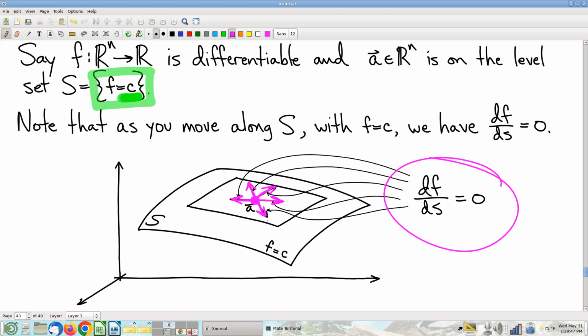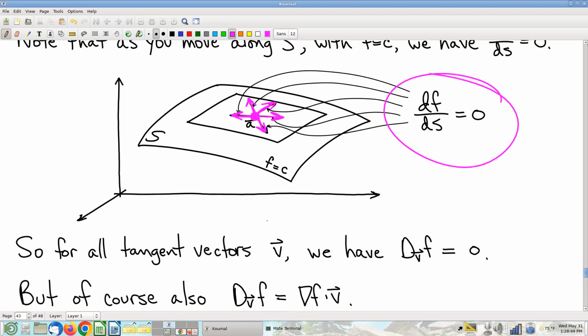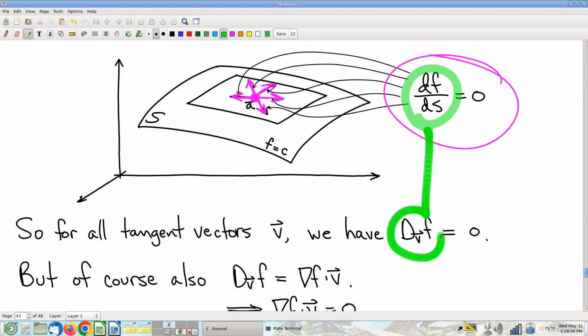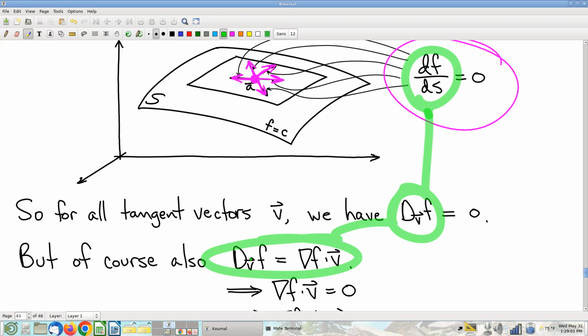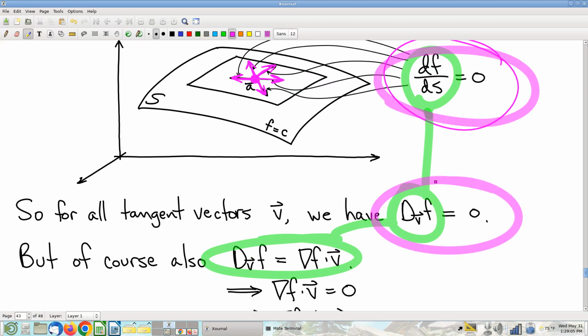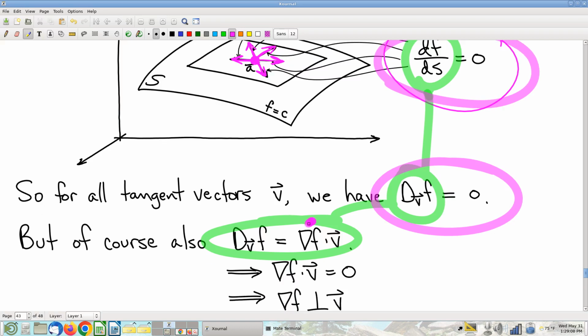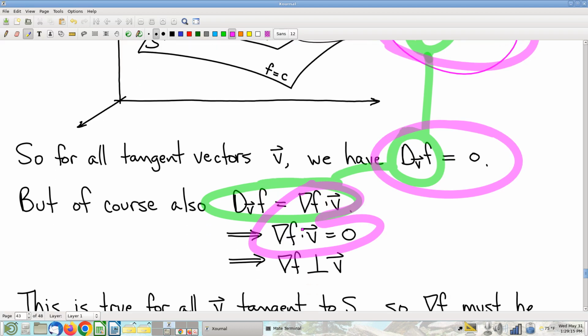There's too many to draw, of course. Well, now wait a second. This is a directional derivative, but don't forget directional derivatives are computed with these dot products. So if all of these directional derivatives are 0, that means that this dot product is 0. And if a dot product is 0, again, knee-jerk reaction, right? That means those two vectors are perpendicular.